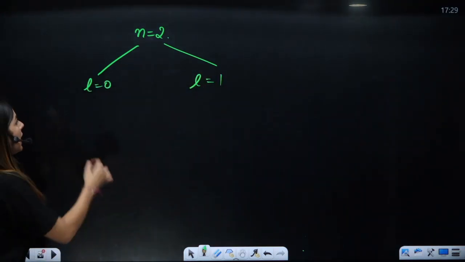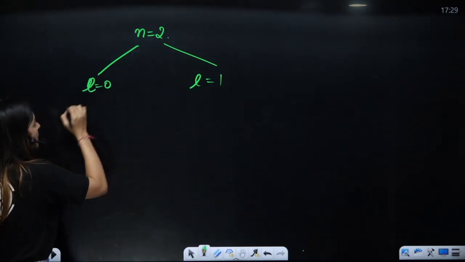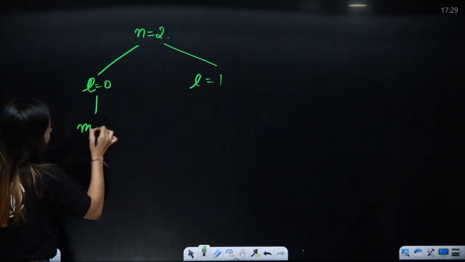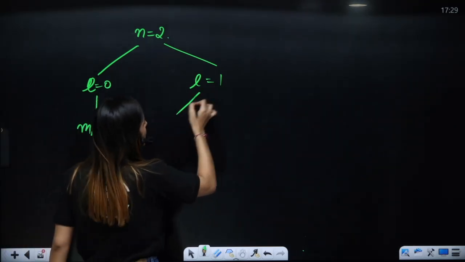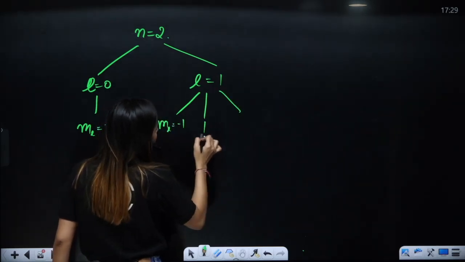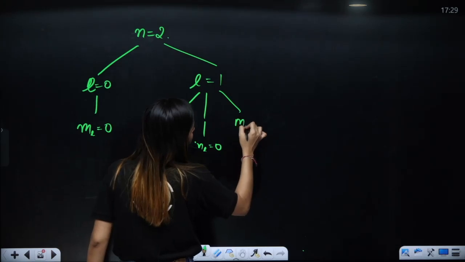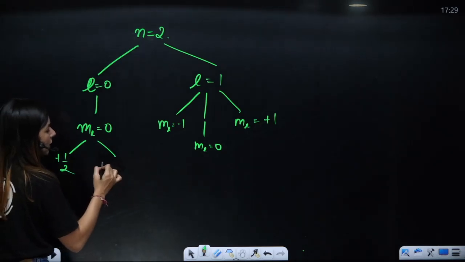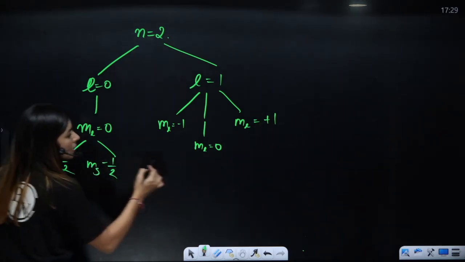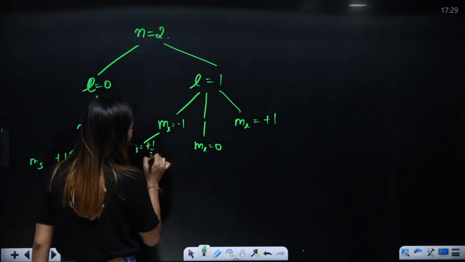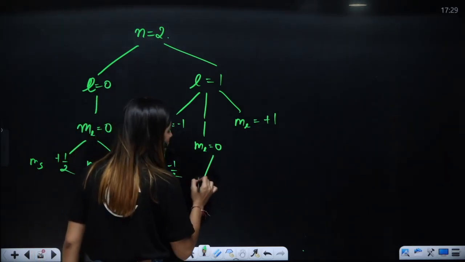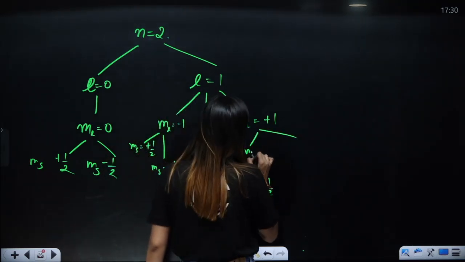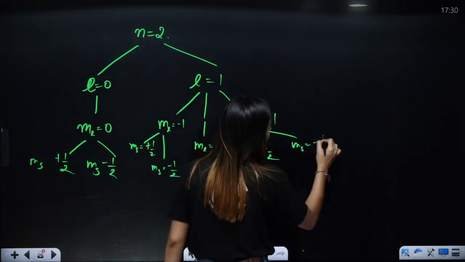Now, from here, I know that I can have ML values 2L plus 1. This means 2 into 0 plus 1. I can have only 1 value. So, here my ML value will be 0. Here, my dear students, you can have 3 ML values. ML is equal to minus 1, 0, plus 1. From here, you can have only two spin quantum numbers, plus half and minus half. Here MS plus half, MS minus half. Similarly, here MS plus half and MS minus half. Here also MS plus half and MS minus half.